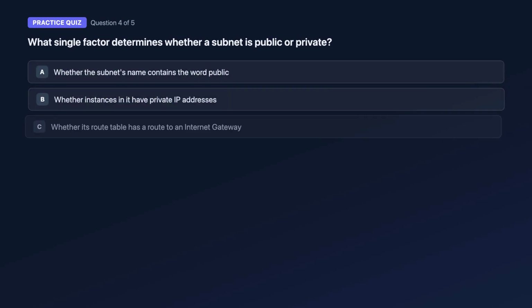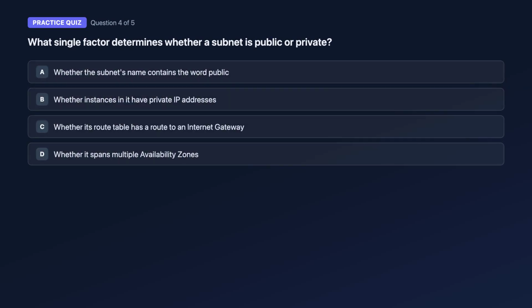Question 4. What single factor determines whether a subnet is public or private? A. Whether the subnet's name contains the word public. B. Whether instances in it have private IP addresses. C. Whether its route table has a route to an internet gateway. Or D. Whether it spans multiple availability zones. Pause here if you want more time.